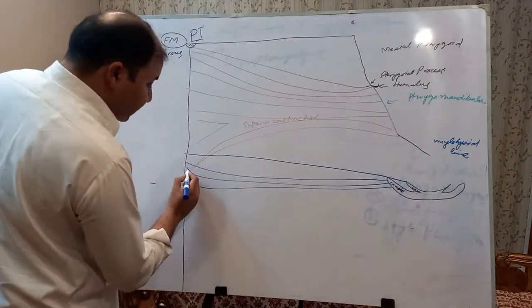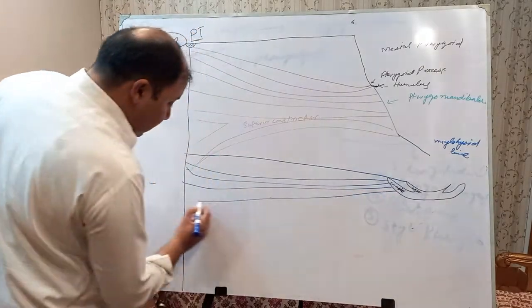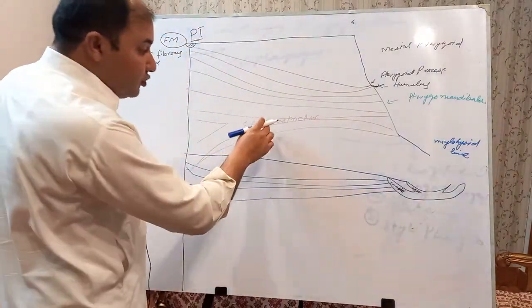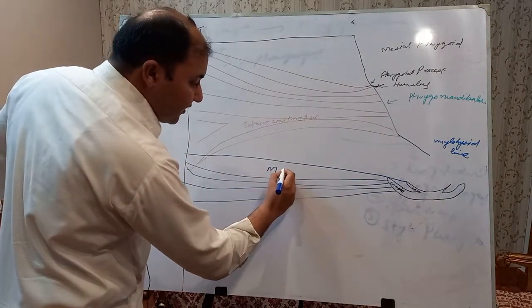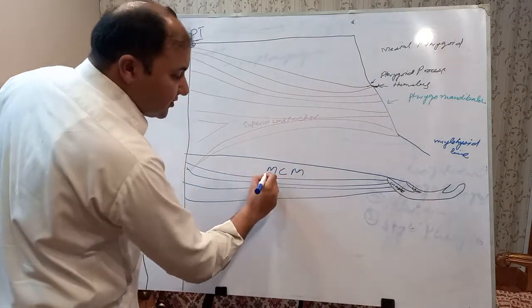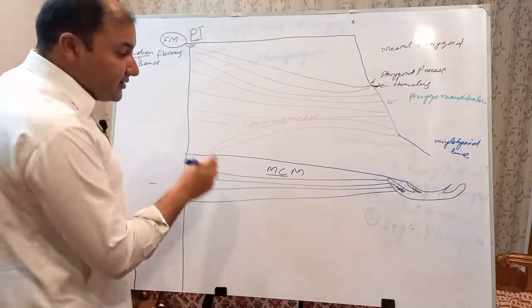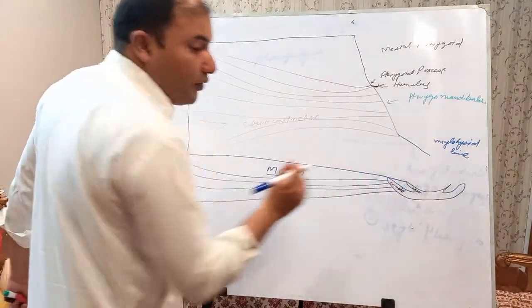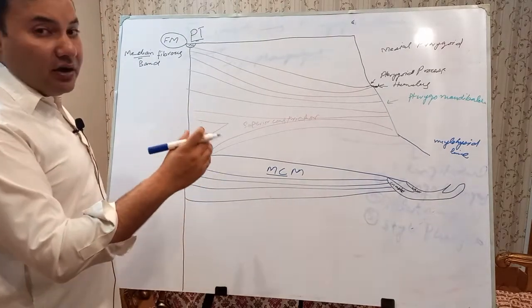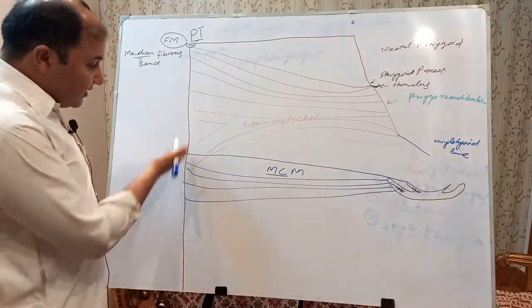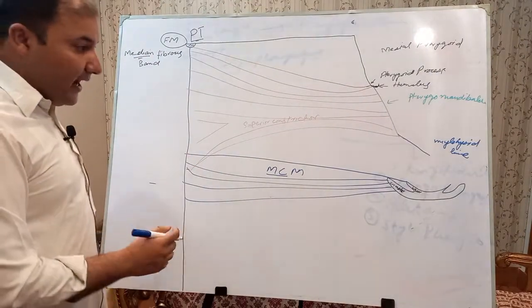This is an insertion of muscle. Which muscle? Superior. Next to the superior is the middle constrictor muscle. The middle constrictor muscle originates from the greater and lesser horn of the hyoid bone and is inserted on this median fibrous band.